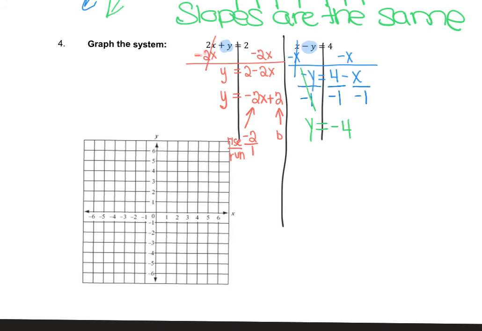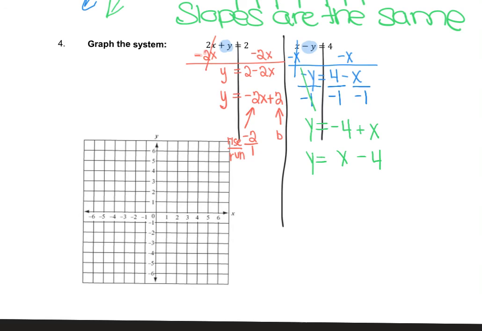Anytime I divide by a negative 1, I'm just switching the sign. So if it's positive, now it's negative. If it was negative, now it's positive. Negative x divided by negative 1 gives me a positive. So I have plus x. And now I need to switch things up. So I have y equals x minus 4.